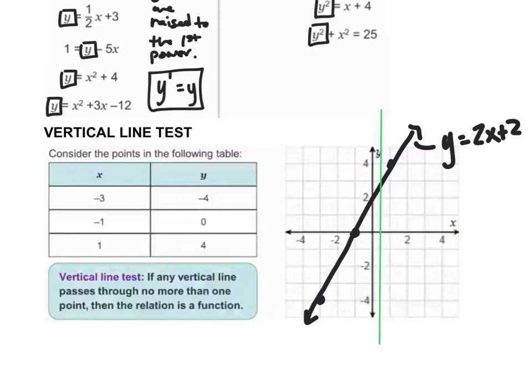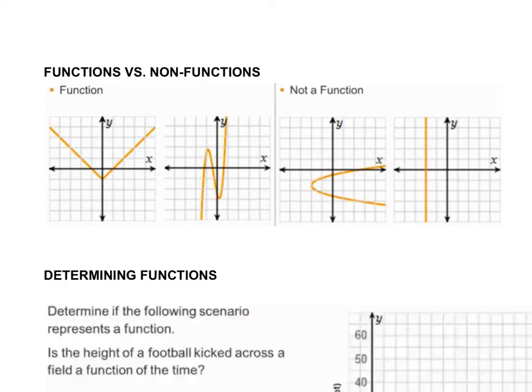So let's take a look at more of that on the next page. On this page, we have examples of graphs that are functions and examples of graphs that are not functions. Let's do the vertical line test on these. If I take a look at this first graph, this V-shaped graph, as I go from left to right, my green line is only hitting my orange line at exactly 1 point. As I move that across, it's only hitting my graph at 1 point. Therefore, it is a function. Same thing over here with this one.